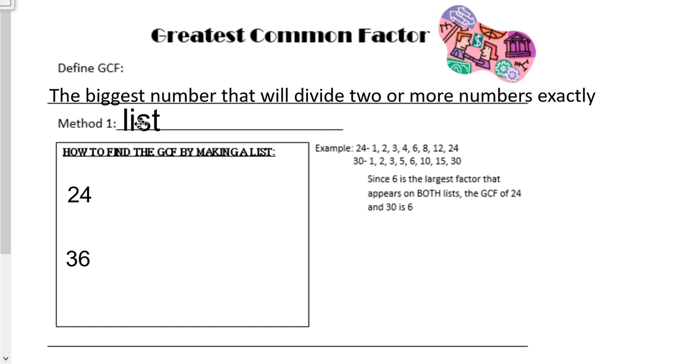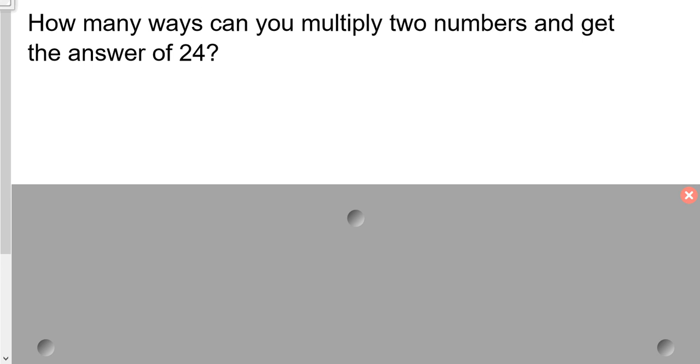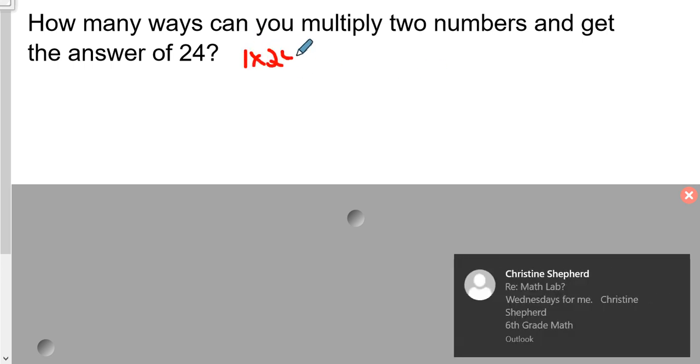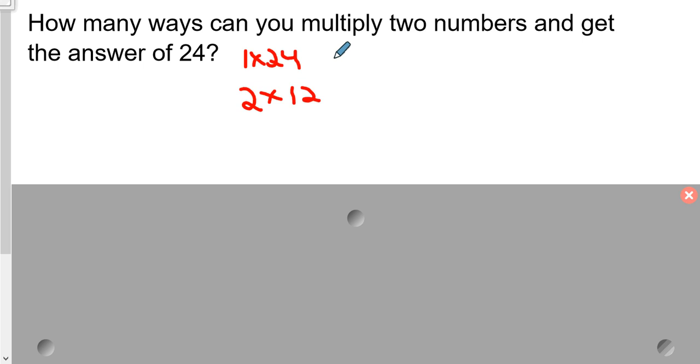Method 1 was the list, where how we did this is I first asked you to write down all the different ways you can multiply to get 24. Let's see if I can do this better with this little tablet here. So you had 1 times 24. We had 2 times 12. Still pretty sloppy, sorry guys. We had 3 times 8. And 4 times 6. So those are all the factors of 24.